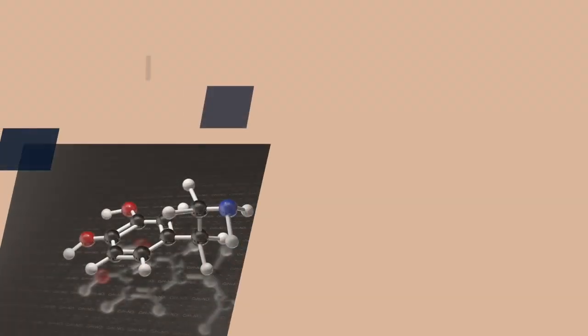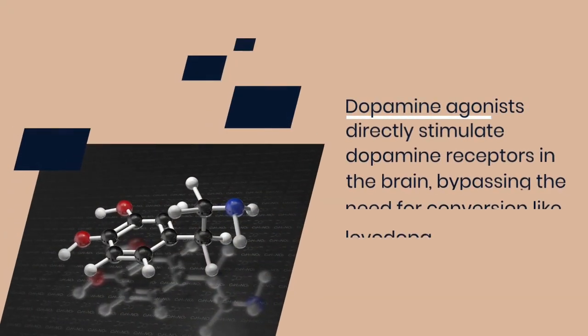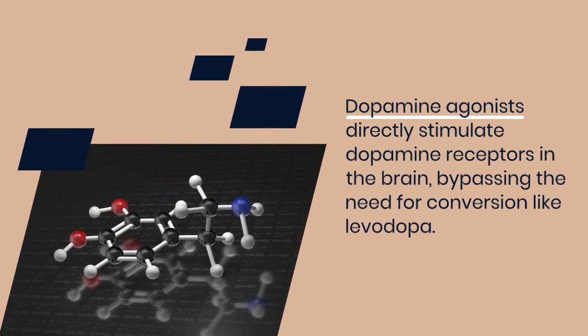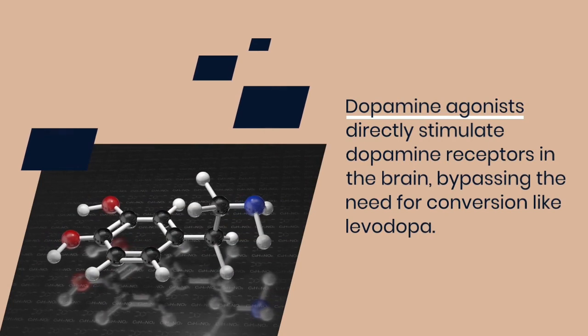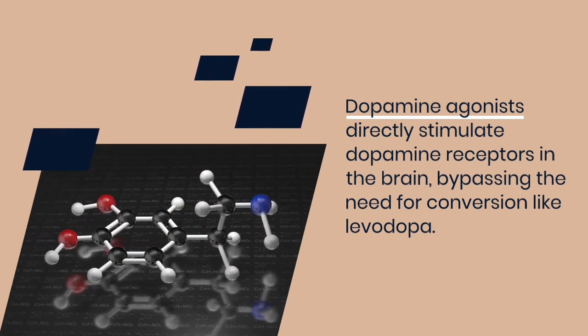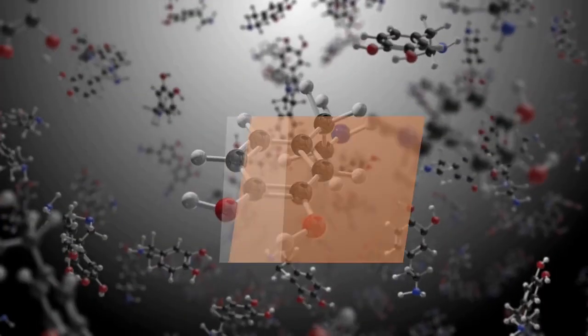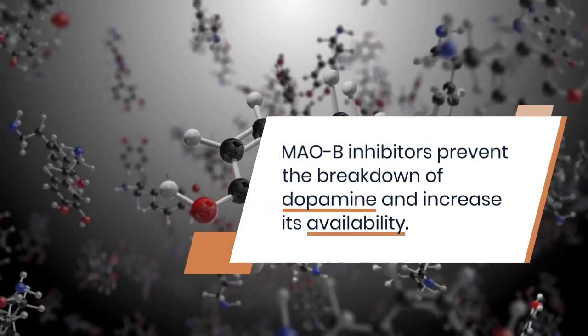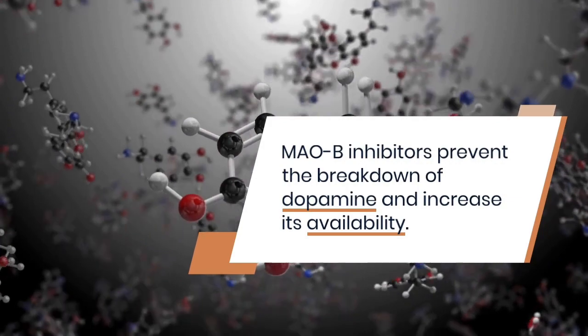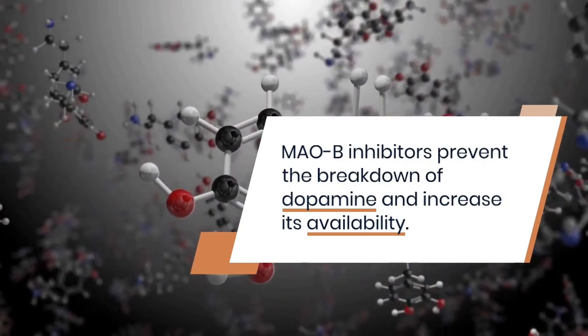4. Catechol-O-methyltransferase (COMT) inhibitors. COMT is another enzyme involved in dopamine metabolism. COMT inhibitors block the breakdown of dopamine and prolong the effects of levodopa. Entacapone and tolcapone are examples of COMT inhibitors, with tolcapone being reserved for specific cases due to potential liver toxicity. 5.